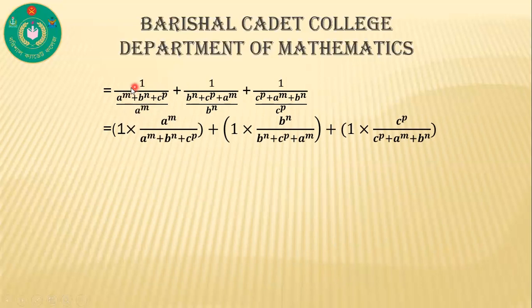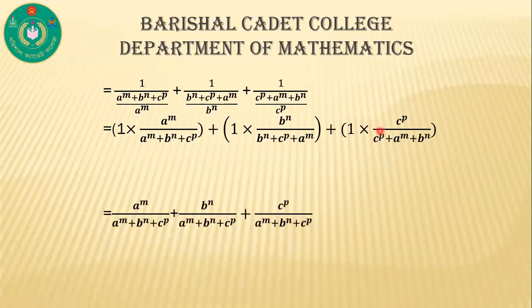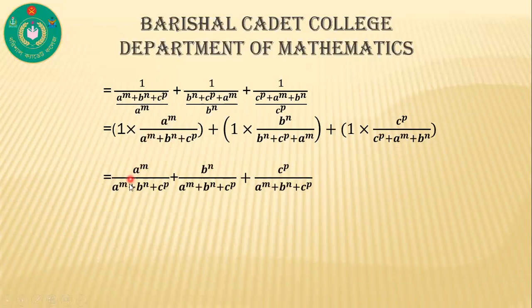Now exchanging this term, we can write 1 into a^m/(a^m + b^n + c^p), into 1 by b^n c^p, a^m plus 1 into c^p/(c^p + a^m + b^n). Then we can write a^m/(a^m + b^n + c^p). Here we can write b^n/(a^m + b^n + c^p), and here c^p/(a^m + b^n + c^p).